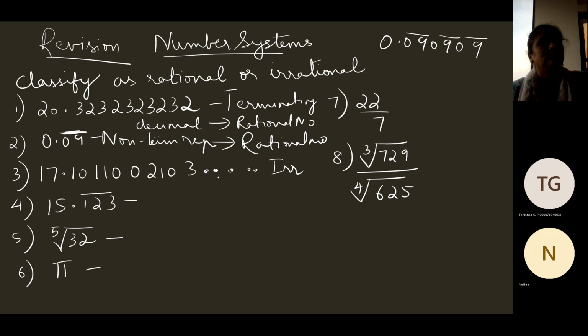The fourth one, is it terminating or non-terminating? Non-terminating. Is it repeating or not repeating? Repeating. It's non-terminating, repeating. Then it is rational. The fifth one, wherever possible, you should find the value.